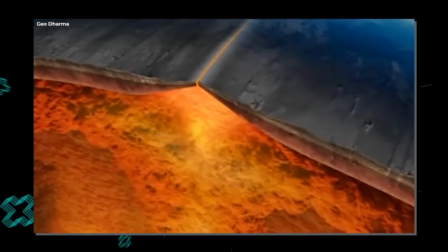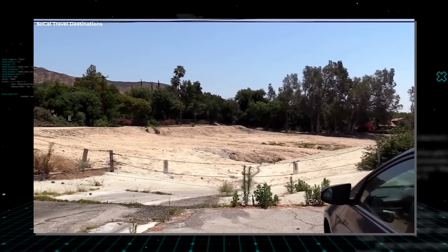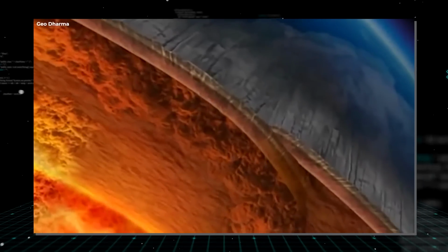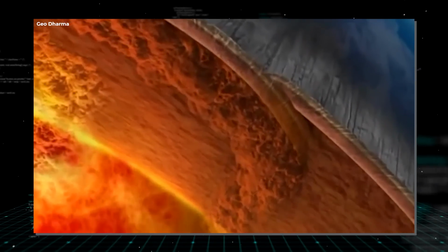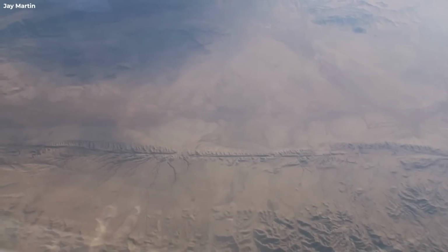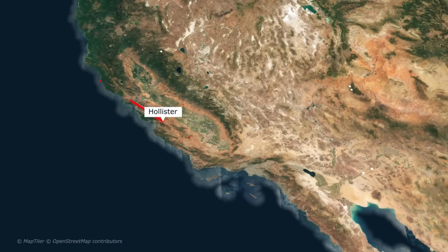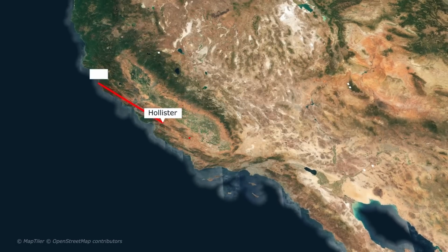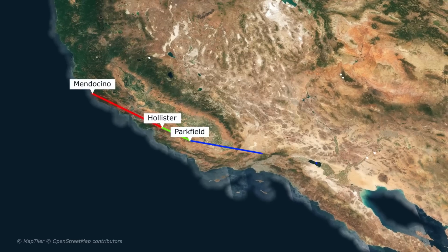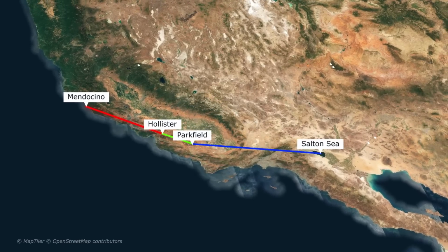The plate tectonics theory proposes that San Andreas represents the strike-slip boundary between the Northern Pacific and North American plates. The Northern Pacific Plate is apparently sliding laterally past the North American Plate in the northern direction. The three segments of the fault are called the Northern, Central, and Southern segments. The northern segment runs from Hollister and terminates at Mendocino Triple Junction. The central segment runs northwest from Parkfield to Hollister, and the southern segment stretches from Parkfield to the Salton Sea.